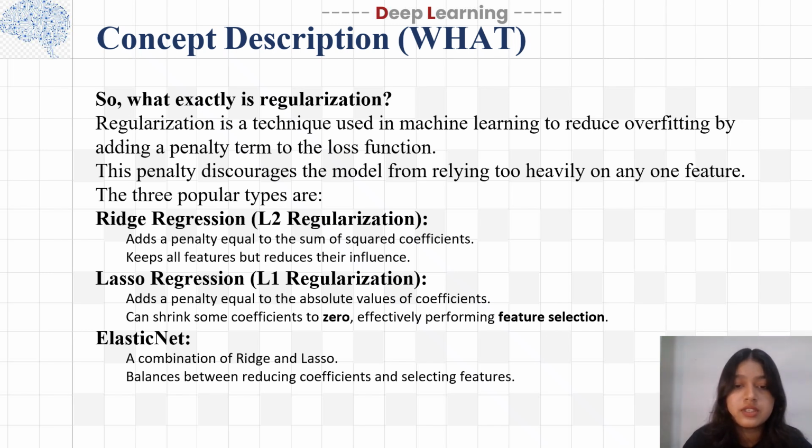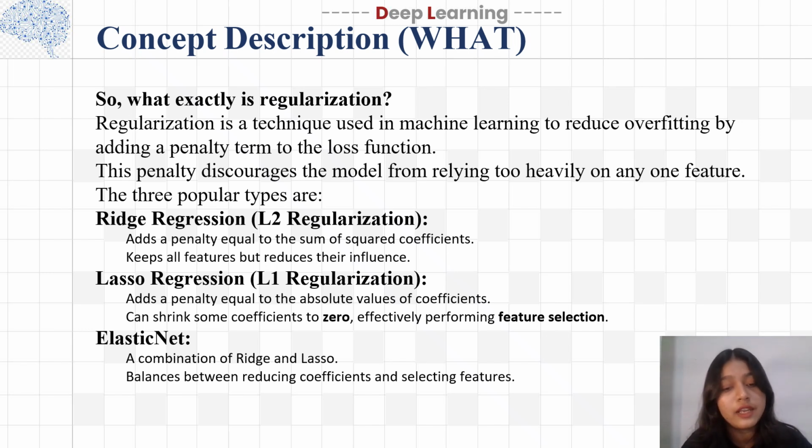First, ridge regression is also called L2 regularization. It adds a penalty equal to the sum of squares of the model coefficients. This technique shrinks the coefficients but does not eliminate any features. It's like telling a model you can use all the features but do not let any one become too dominant.